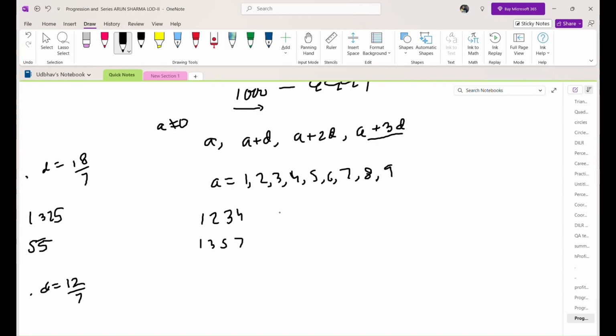Now if A is 2, we can take the common differences. When the common difference is 1: 2, 3, 4, 5. When it is 2: 2, 4, 6, 8. Here the common difference is 3: 2, 5, 8, 11. No, this won't work.